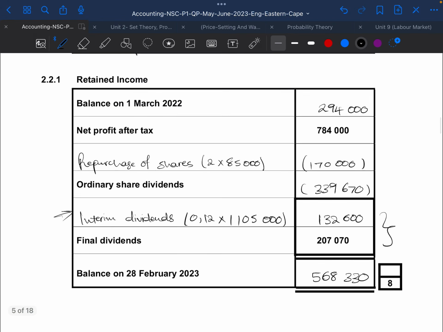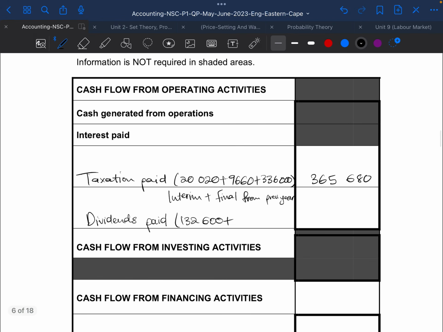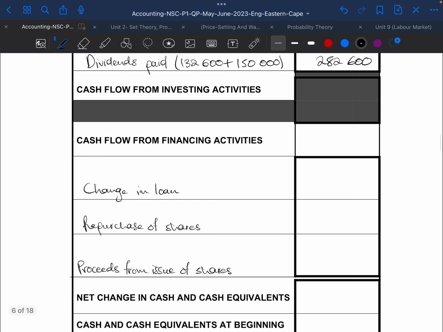So those are the dividends that we're supposed to pay this year. So it's 150,000. So we consider them as being paid. So we can just quickly add the two amounts and we'll get 282,600. So let's quickly move on now to our change in loan.